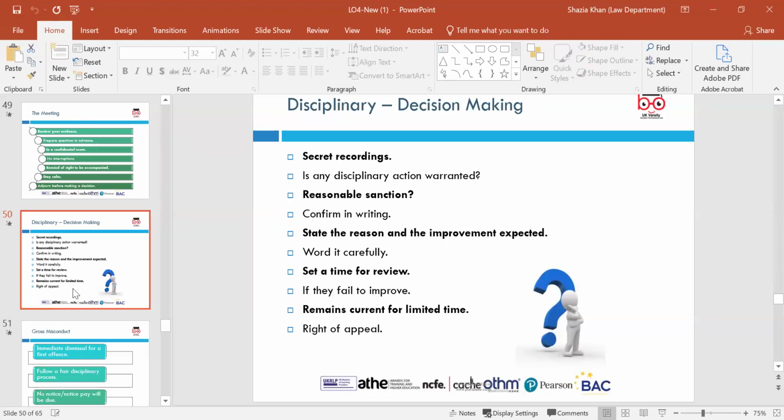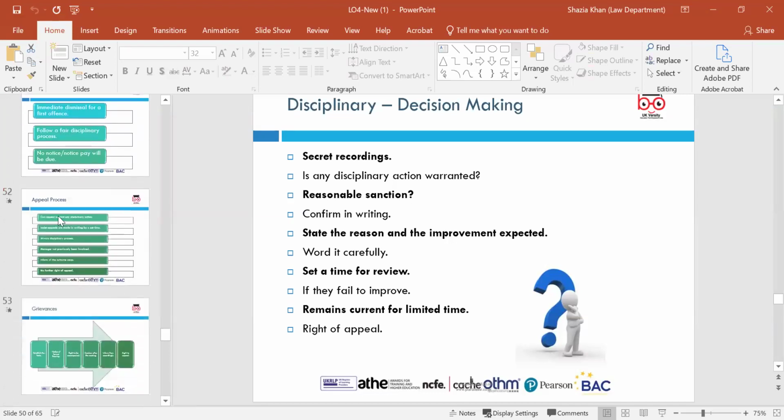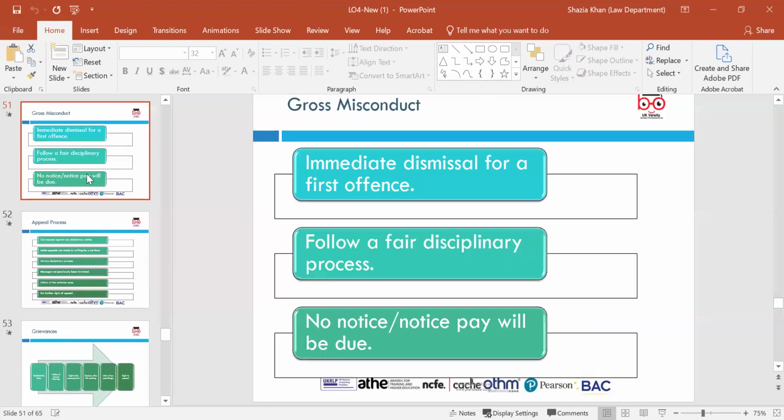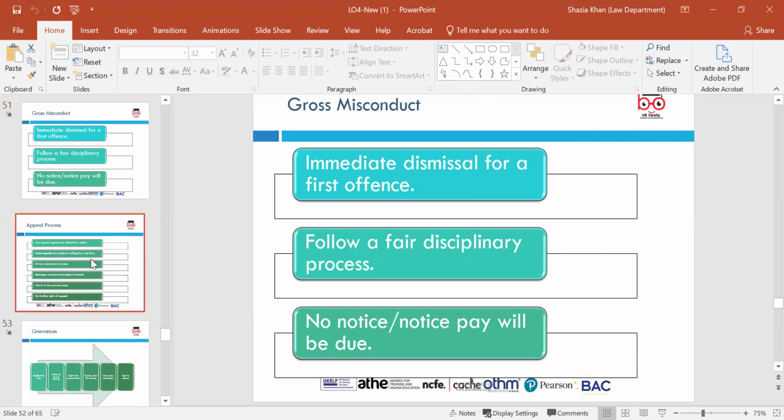So, disciplinary decision-making, secret recordings, reasonable sanctions: you state the reason, the improvement expected, and set a time for review. If you fail to improve, the warning remains current, and there is the right of appeal. Gross misconduct means immediate dismissal for a first offence. Follow a fair disciplinary process. There's no notice; notice will not be due.